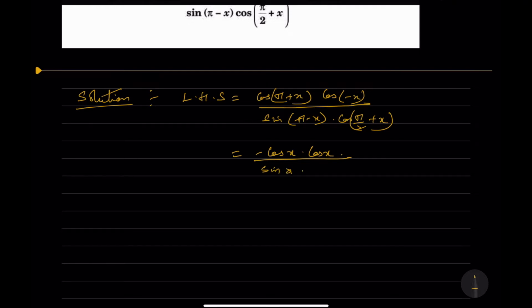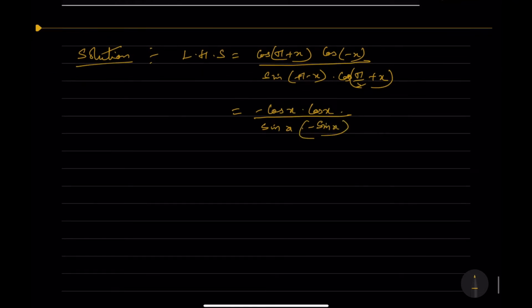again it is sin x, because cos(π/2 + x), cos 90 plus theta, is equal to minus sin x. So in the numerator you have minus cos square x and in the denominator minus sin square x. So here minus minus will get cancelled, therefore it is equal to cot square x, and this is nothing but it's equal to RHS. So therefore LHS is equal to RHS.